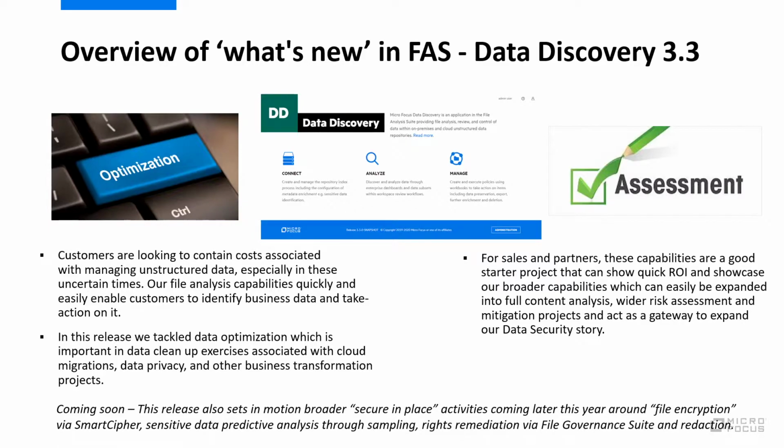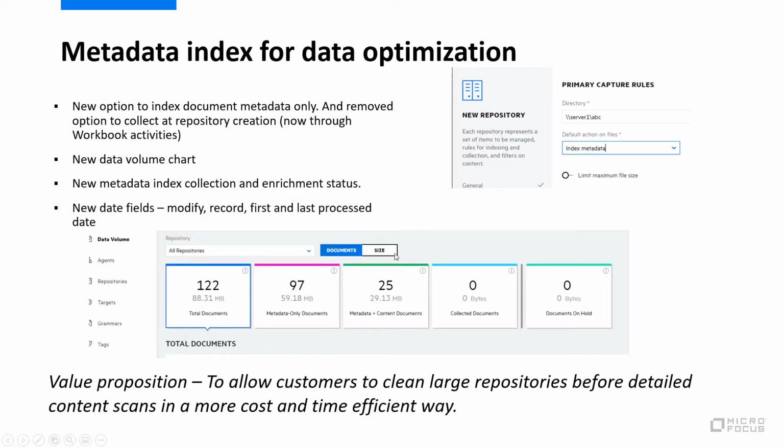We're also looking to use that ability to do metadata analysis to then start using sampling. So you analyze the metadata of the whole repository, but then take samples to do deep content analysis, so we can do some sensitive data prediction. Again, giving faster time to value, faster results based on sampling. You'll also see we're working towards other ways of rights remediation, some integration with the file governance suite, and redaction. So that's the general overview. Let's dive into some of the detail of the new enhancements.